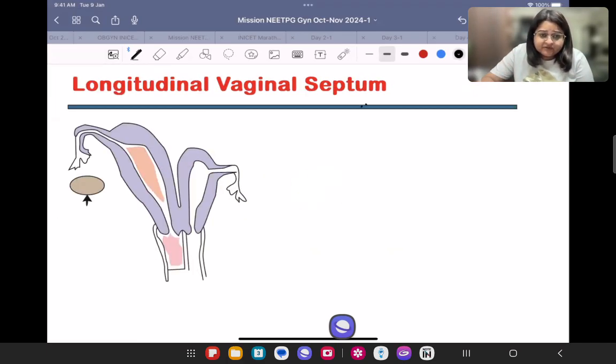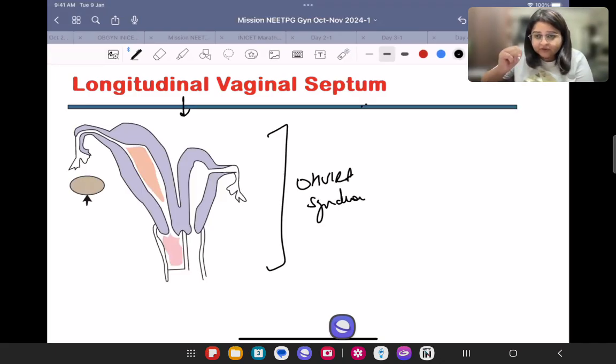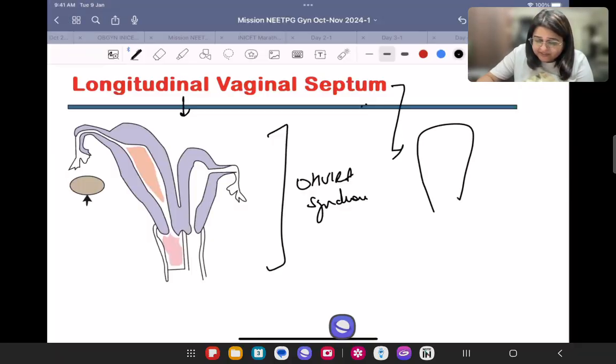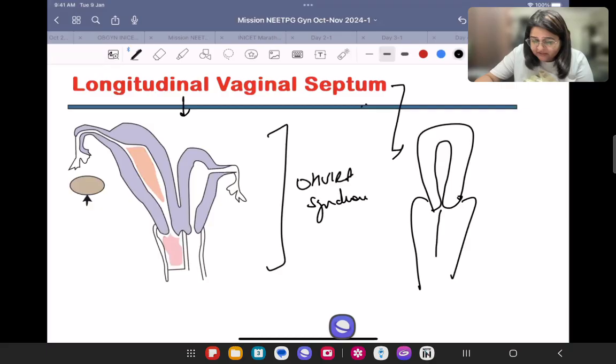Now, longitudinal vaginal septum, this picture is not corresponding to this. This is your O-Vera syndrome. And longitudinal vaginal septum kya hoga? Longitudinal vaginal septum is going to present like this. So you have the uterus, the cervix, and the vagina, and you have a septum like this. Now, this could be part of a septate uterus, it could be part of a didelphys, or it could be just a longitudinal vaginal septum. How will this patient present? She's going to present either with difficult penetration or dyspareunia, or she can present with what?